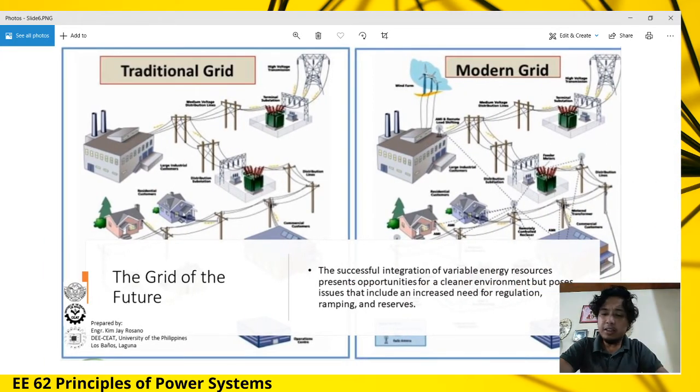Okay, so the grid of the future, ano ba yung future ng ating transmission grid? Or yung ating electrical grid in general. Okay, successful integration of variable energy resources presents opportunities for cleaner environment, but poses issues that include need for regulation, ramping, and reserves.